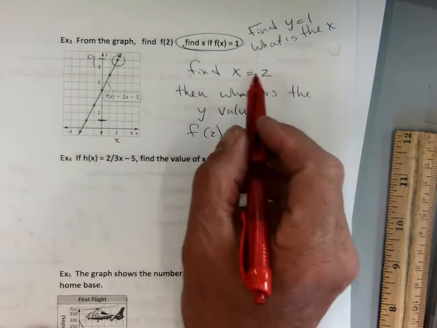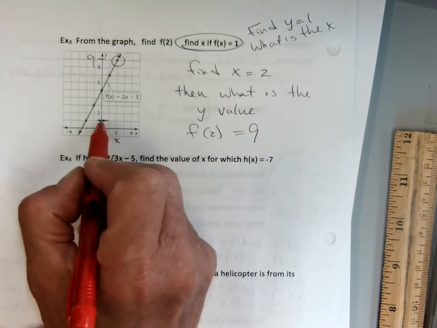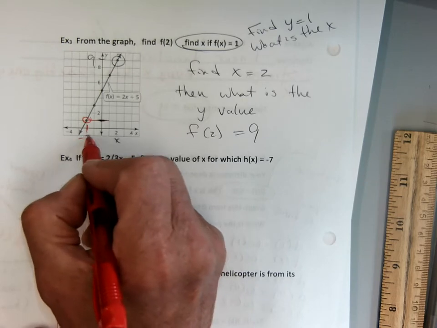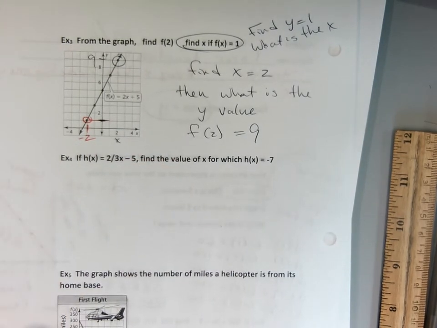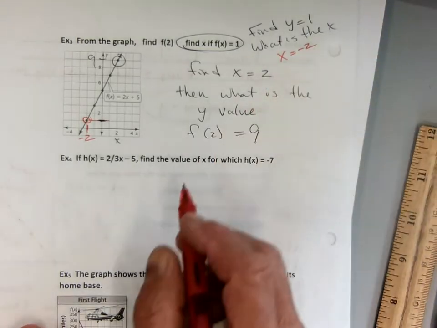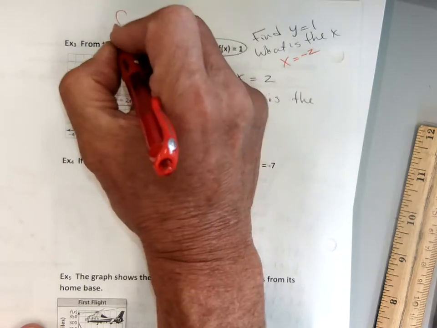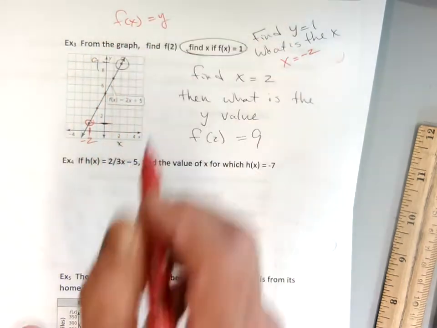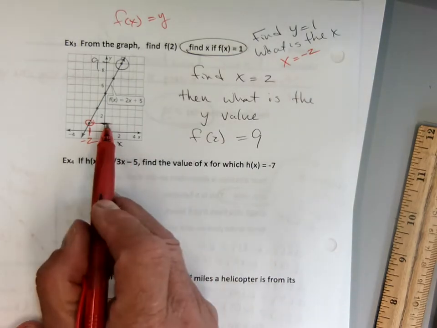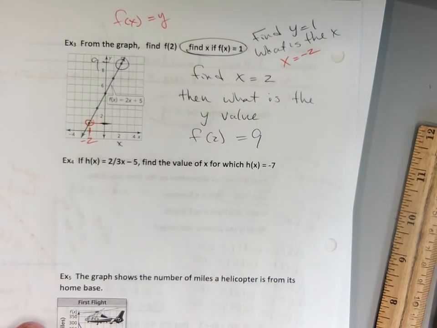Here is my height of 1. What's the x value? So it's asking the opposite, isn't it? So my x is equal to negative 2. So, back to f of x is y, right? So if the y is 1, here's the y is 1, what's the x? Negative 2.